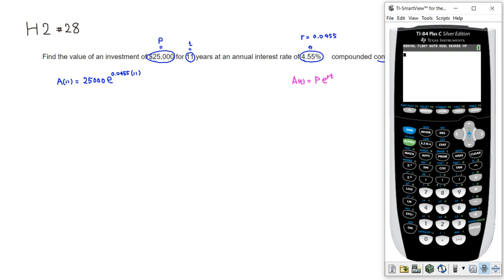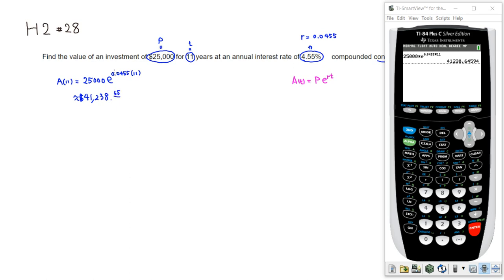So we're going to have 25,000 times e to the 0.0455 times 11 years. Then hit enter. So this came out to be about 41,238.65.